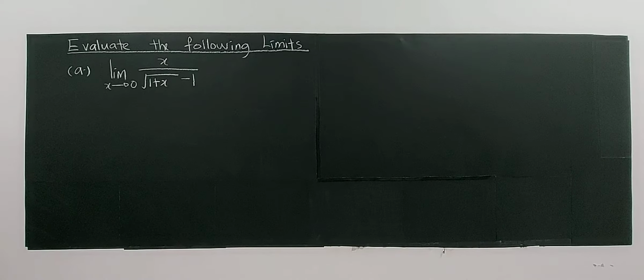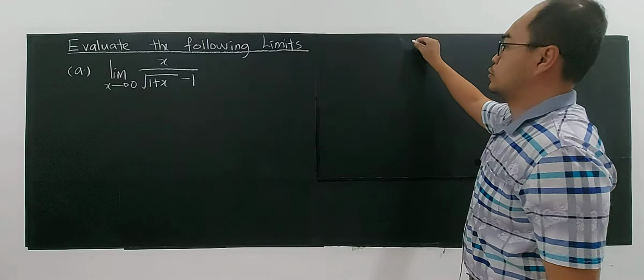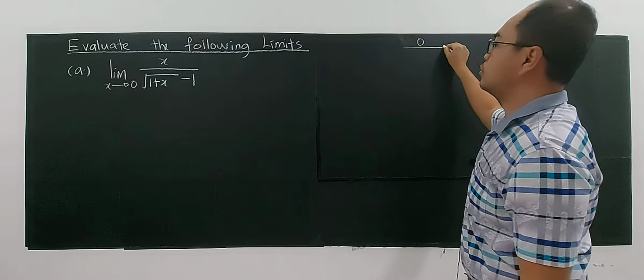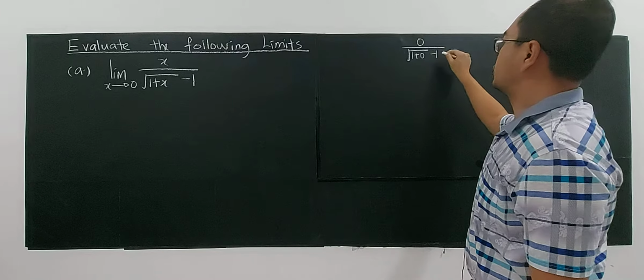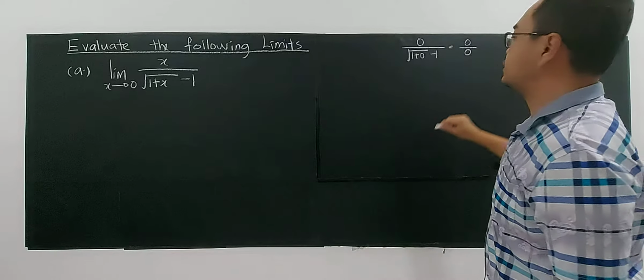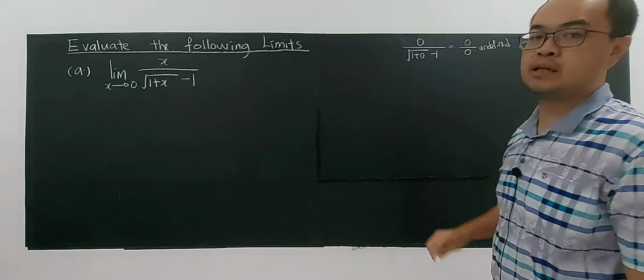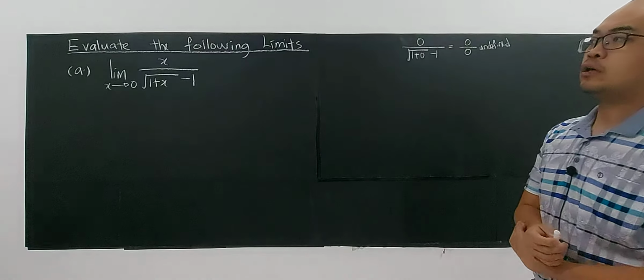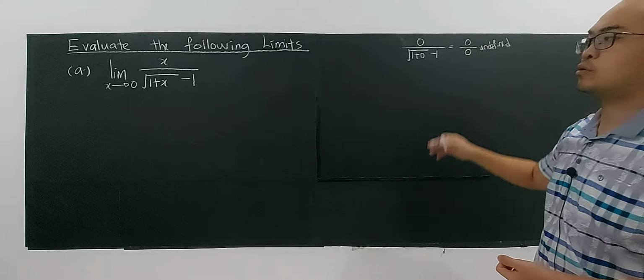Now, as we know, we need to test the value of this function when x is approaching 0. So what happens when x equals 0? I substitute 0 into the function. I will get 0, and the square root of 1 minus 1 gives 0. So this is the indeterminate form, ketidaktentuan. You cannot determine what the value is. That's why I say undefined, 0 over 0.